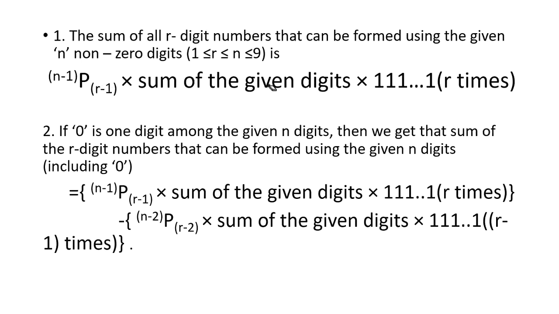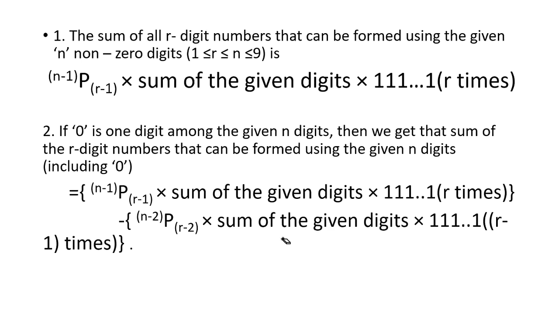And then if 0 is included in these n digits, then we have this formula. (n−1)P(r−1) times the sum of the given digits times 1111 (r times), minus (n−2)P(r−2) times the sum of the given digits times 11111 (r−1 terms).